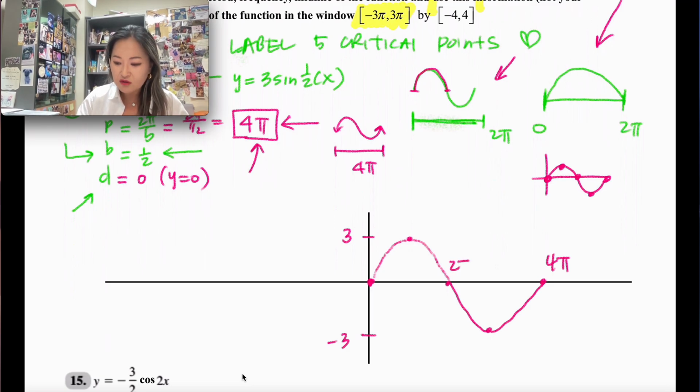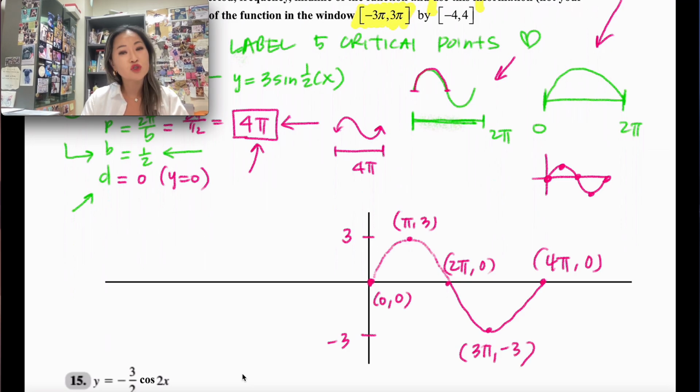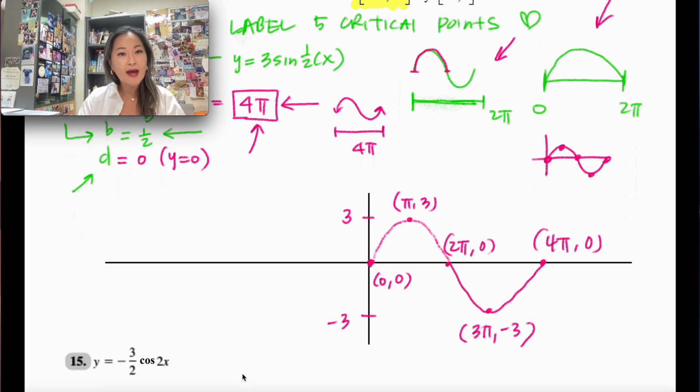What's half of 4 pi? 2 pi. What's between 0 and 2 pi? Pi. So that's going to be pi, 3. That's going to be 0, 0, 2 pi, and 0, right? And what's between 2 pi and 4 pi? Exactly. 3 pi and negative 3 because of the amplitude. If you can do that, then you're in pretty good shape. And that's the 5 critical points. Why is it the 5 critical points? Because it tells you the mid, the max, the min, and so forth, okay?